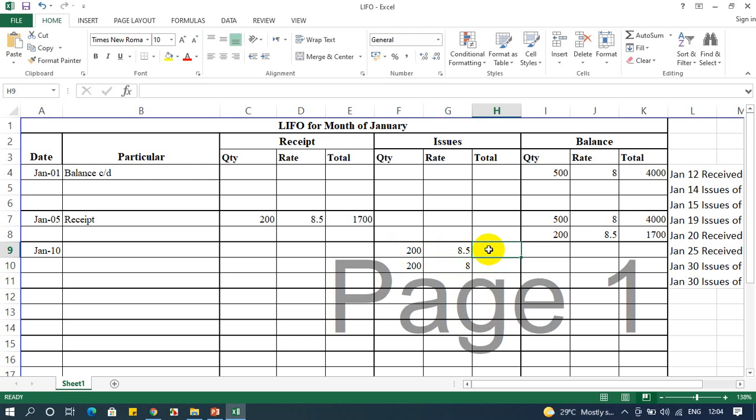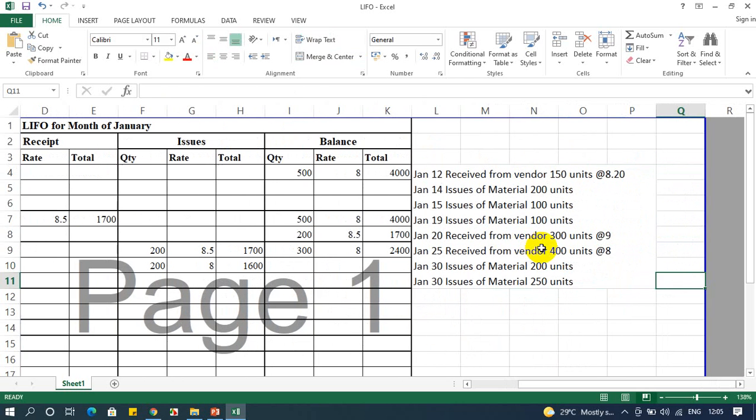So what happens? You will multiply 200 with 8.5, and then this 200 with 8, 1600. So how much is left? The second one is completely issued. From 500, 300 units are left, right? The rate is 8, so 300 into 8, 2400, right? So this is how you need to make the report for this method.